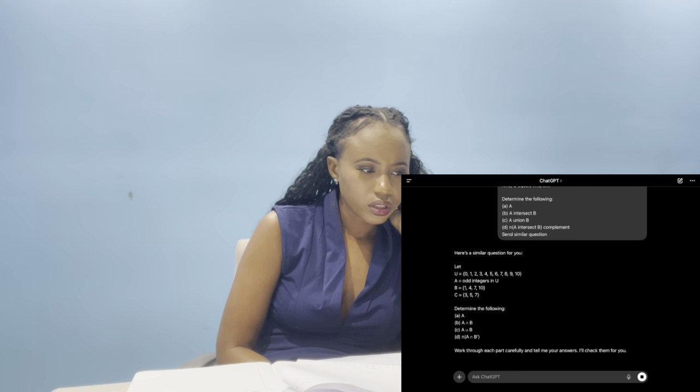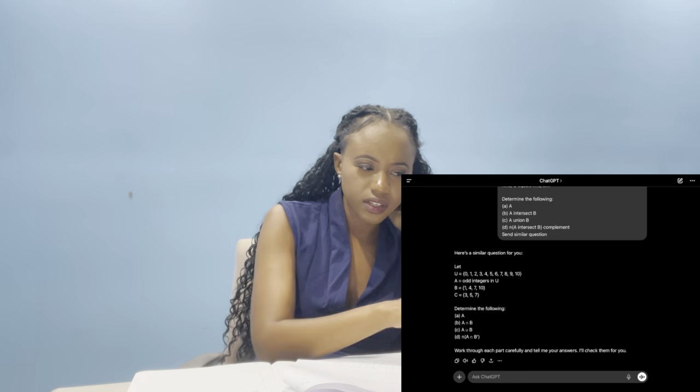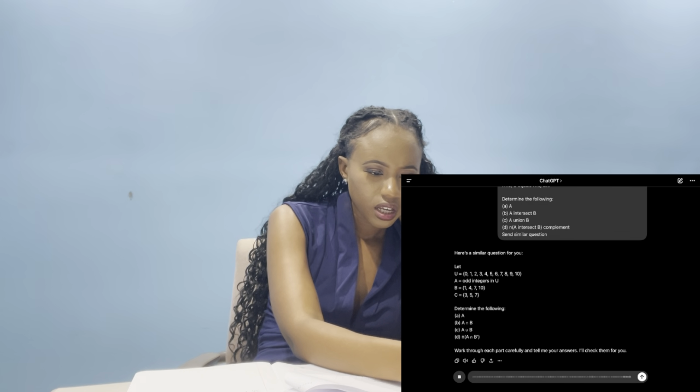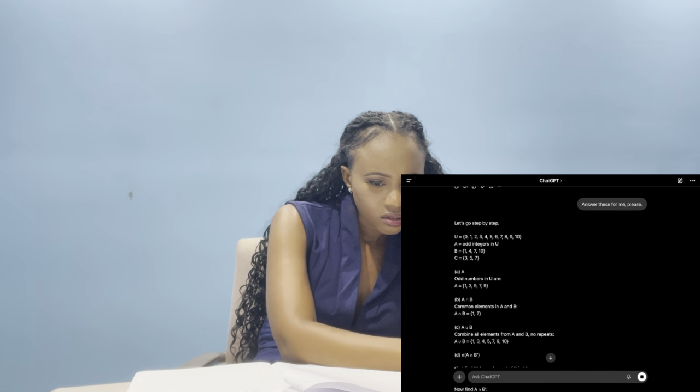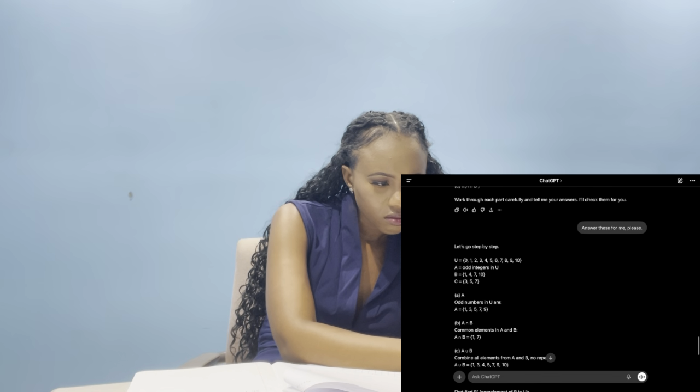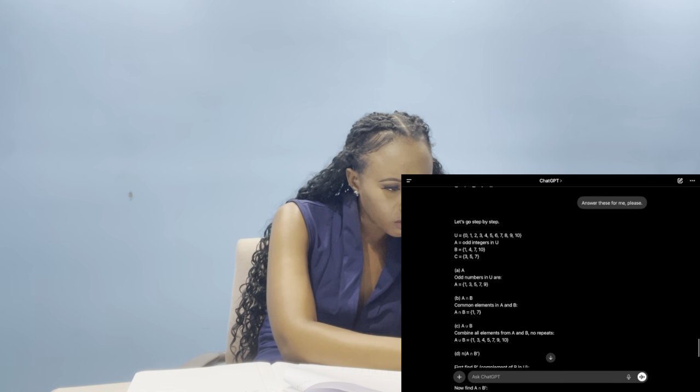Let U equal 0 through 10, A equals odd integers in U, B equals 1, 4, 7, 10, C equals 3, 5, 7. Determine the following. Answer these for me, please. Okay, so A is the odd numbers in U. So A is just the odd numbers in U: 1, 3, 5, 7, 9.